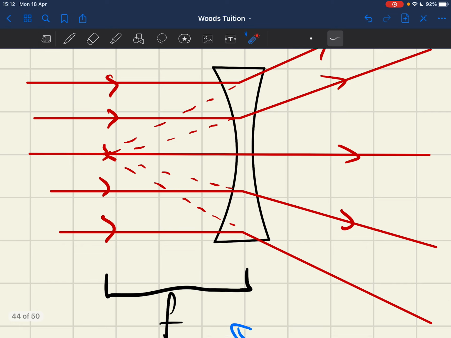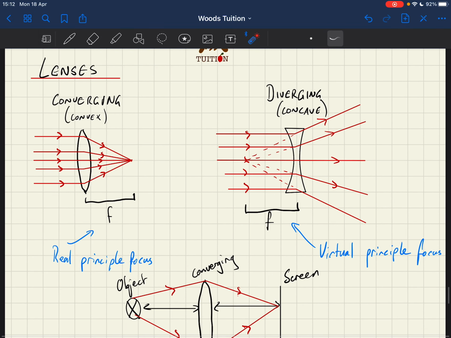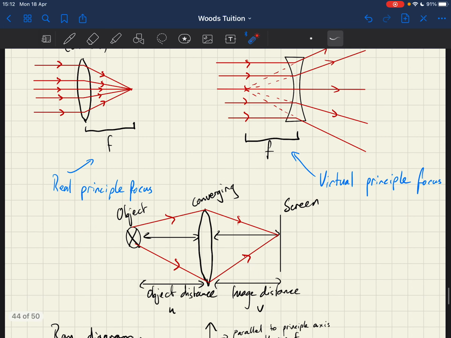So diverging lens diverge as if coming from a point that is behind the lens, and that point is a virtual focus. So that's given also the same length, the focal length between the optical center and our focal point. Okay, so that's the virtual principal focus on the diverging lens and a real principal focus on the converging lens.